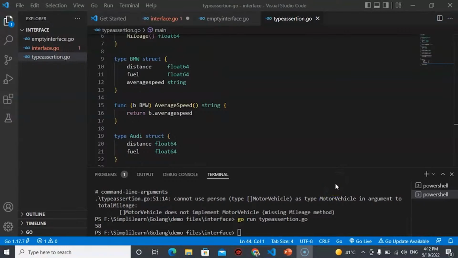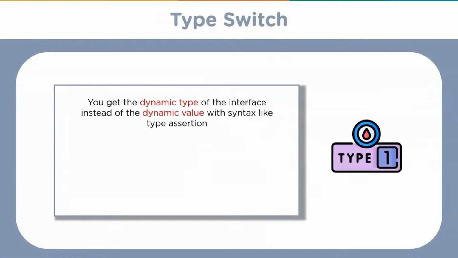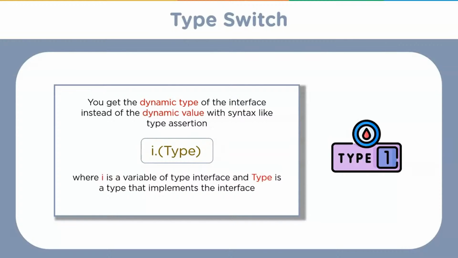Now we have understood the implementation of type assertion. We will move to learn the next topic, that is type switch. In type switch, you get the dynamic type of the interface instead of the dynamic value with syntax like type assertion, that is i.(T), where i is a variable of type interface and T is a type that implements the interface. Type switch is similar to creating multiple else if statements in code. We would understand this with the help of an example.